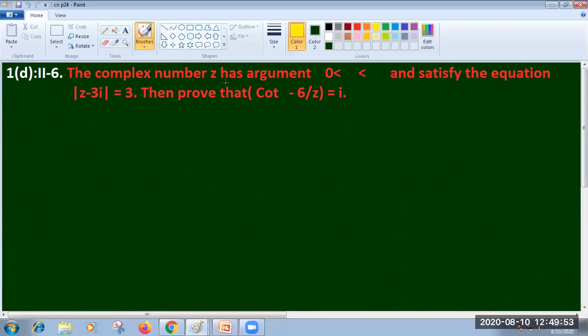The complex number z has argument theta, with 0 less than theta less than pi by 2, and satisfies the equation mod z minus 3i is equal to 3. Then prove that cot theta minus 6 by z is equal to I. So this we have to prove.